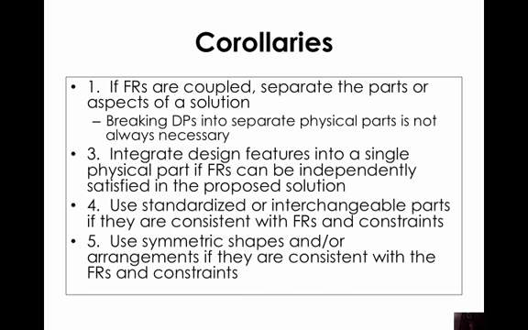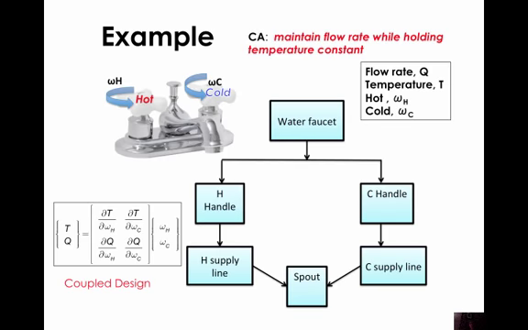So those are corollaries that will help our uncoupled and decoupled designs become stronger in their ability to meet functional requirements with fewer mechanical components. Here's an example of a coupled design, and we've all seen these. This is just a hot and cold water faucet, and you turn the hot water on and cold water on, and you keep adjusting the rotation, or the angular position, of those faucets in order to get the right mix of temperature and flow rate that you want.